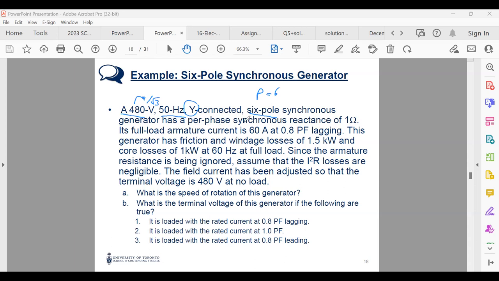The generator has a per phase synchronous reactance, this is the XS. Full load current and the power factor are given. The generator has friction and windage, so these are the mechanical losses. You have core losses. Since the armature resistance is ignored, RA is 0 and you neglect I squared R. The field current has been adjusted so that the terminal voltage is this at no load. It means this is the E, but before doing it, don't forget to divide by square root 3, and this is the E.